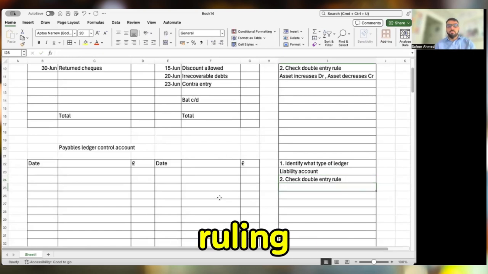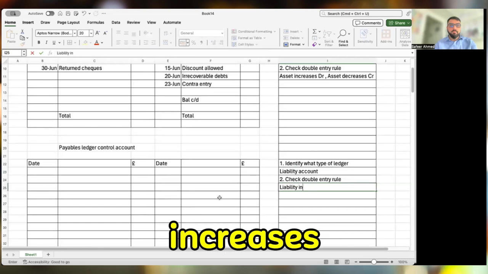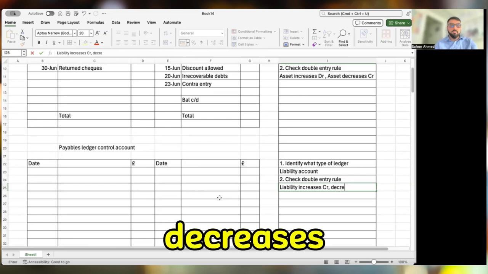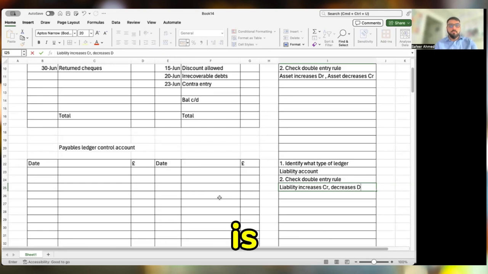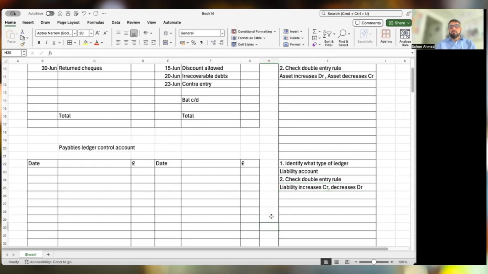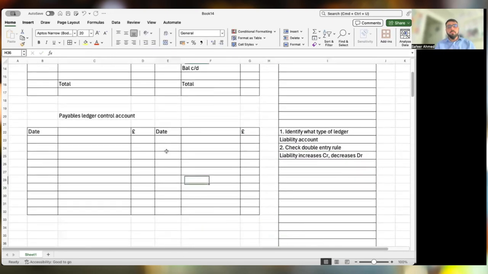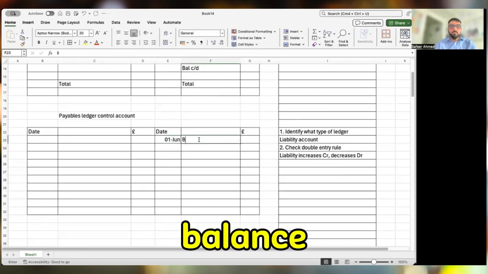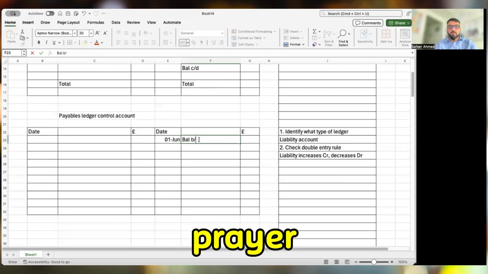And the double entry rule in relation to liability, as we know, if liability increases, it is credit. And if it decreases, it is debit. So based on that principle, we'll be looking into what will go on the debit side and what will go on the credit side. So balance brought down here, which will be at the beginning of the month only, will be on the credit side.